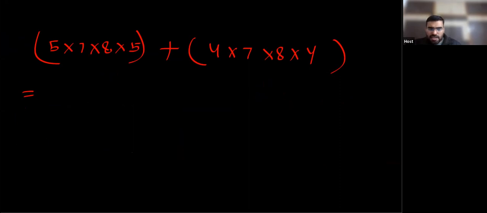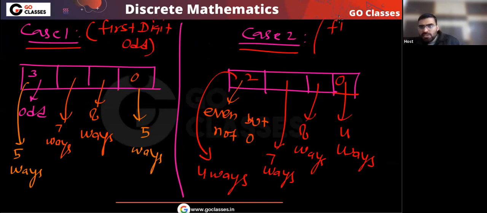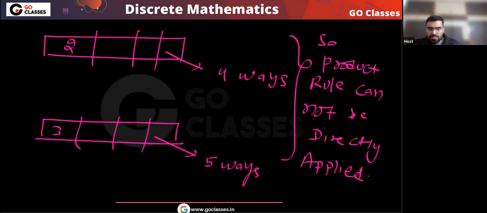So you can notice that basically I am creating two cases. In the first case, the first digit is odd. And here the first digit is non-zero even. Even but not 0. So this should be an even number, but it should not be a 0. Like this you can do.